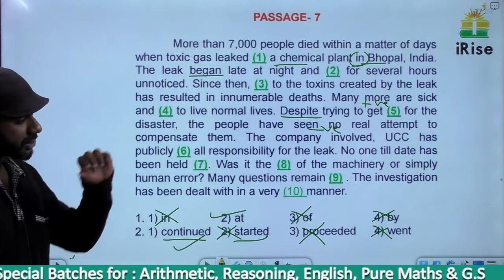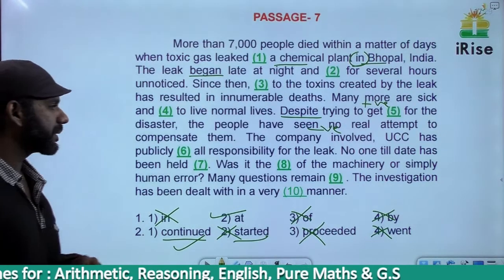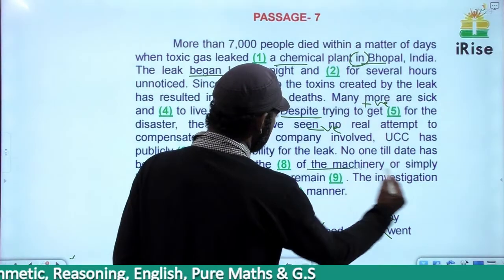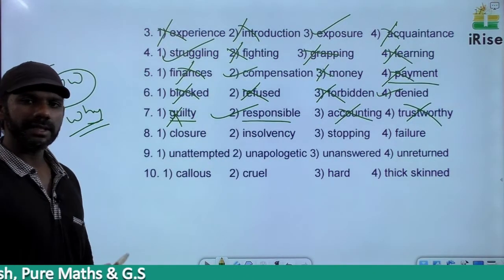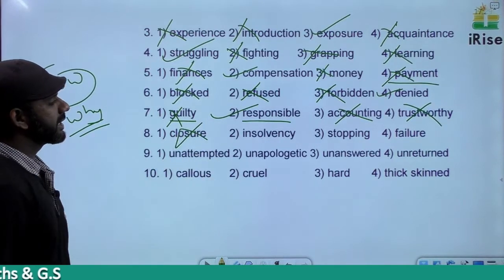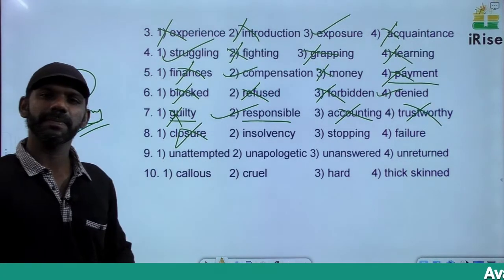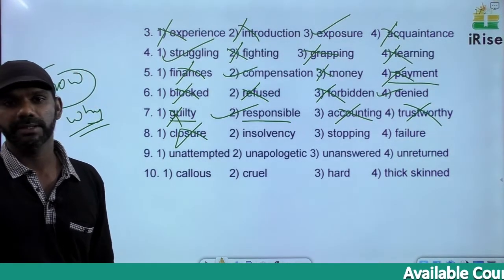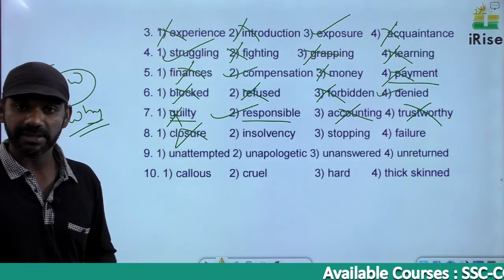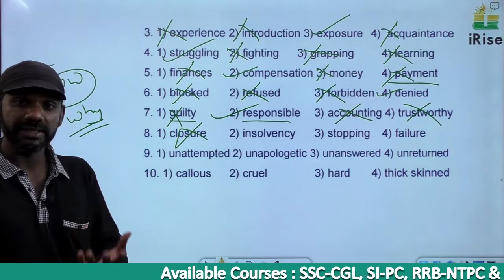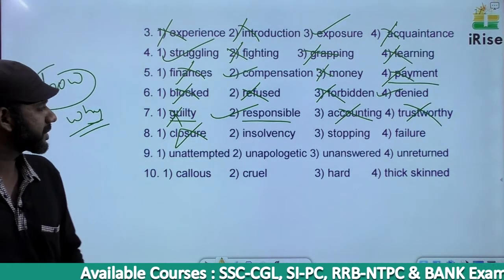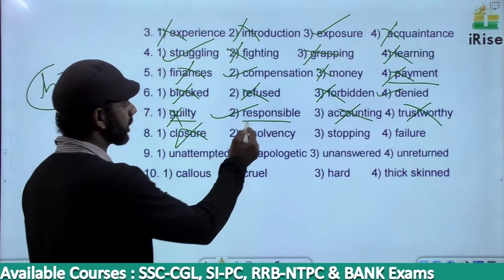Was it the dash of the machinery or simply human error? Closure of the machinery does not make sense, eliminated. Insolvency. Who is insolvent? A person who has become bankrupt. That means who is completely in debt, who doesn't have money to survive for his own needs as well, who doesn't have money to pay his debts. A bankrupt does not fit here, gone.